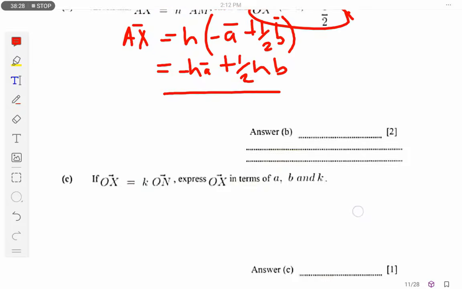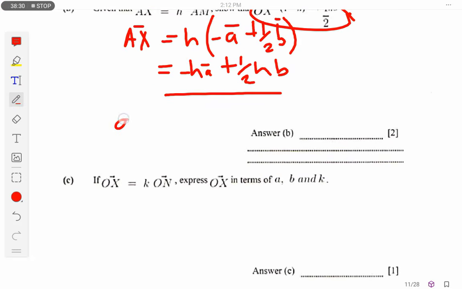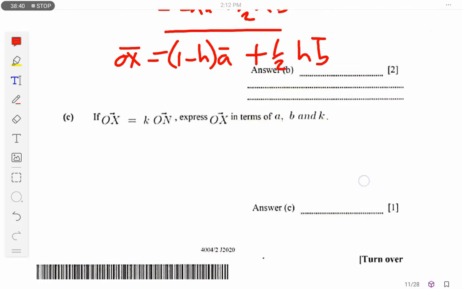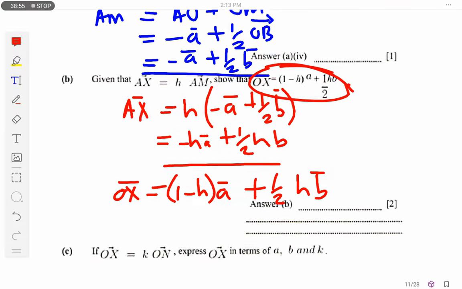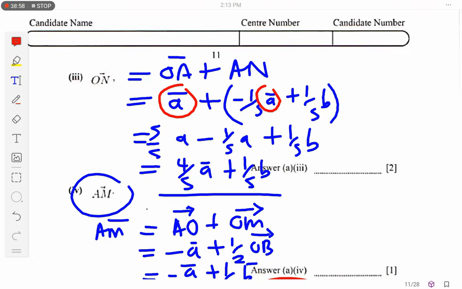We are also given, so we said our OX is equal to 1 minus H A plus half HB, like that. Okay, so they are also saying OX is equal to K ON. OX is equal to K ON. Okay, so when we have such a question, how do we get our ON? Let's see our ON. Did we calculate ON before? Yes, we calculated ON here. So it is going to be half of K, that value there.